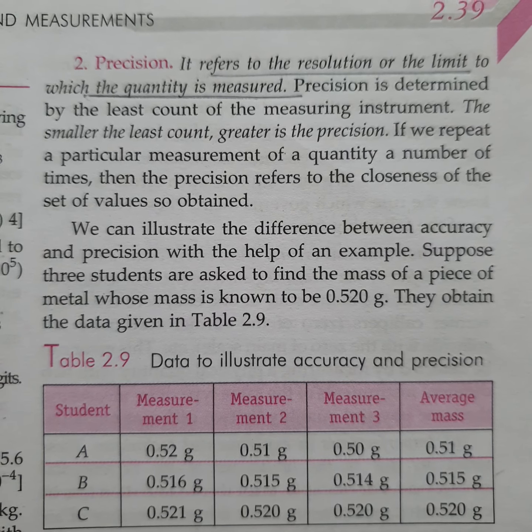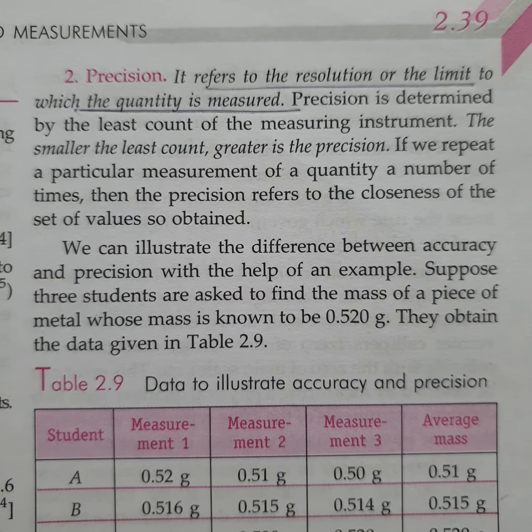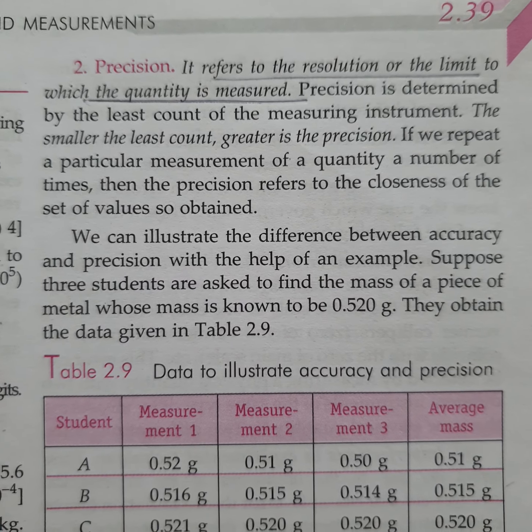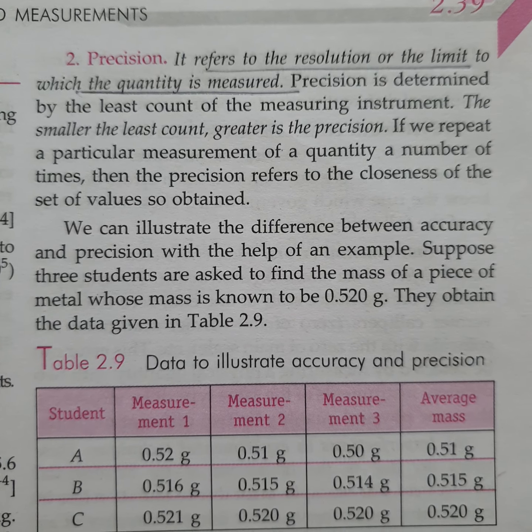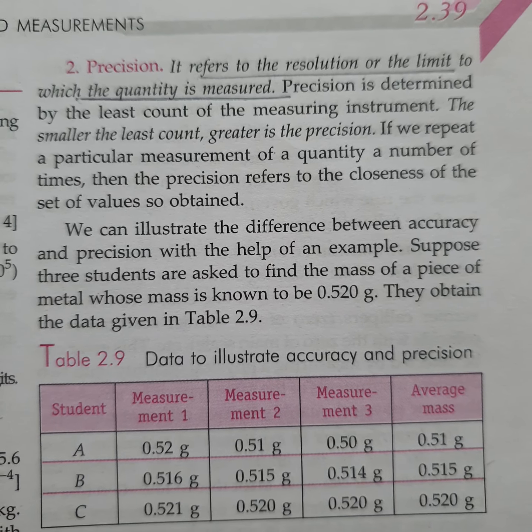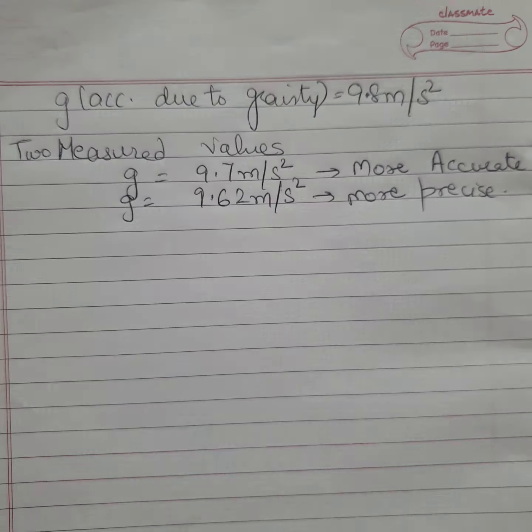Precision refers to the resolution or the limit to which the quantity is measured. It is determined by the least count of the measuring instrument. The smaller the least count, greater is the precision.